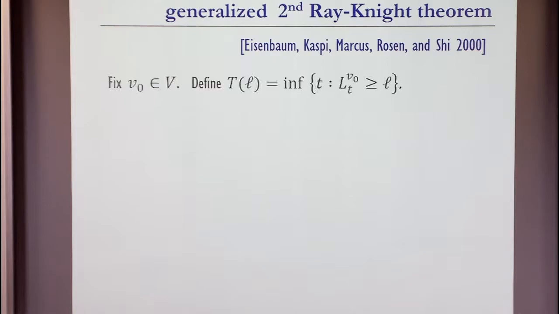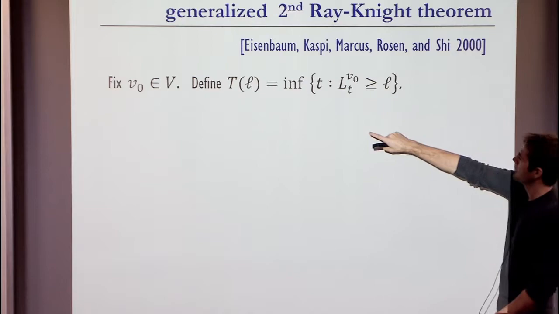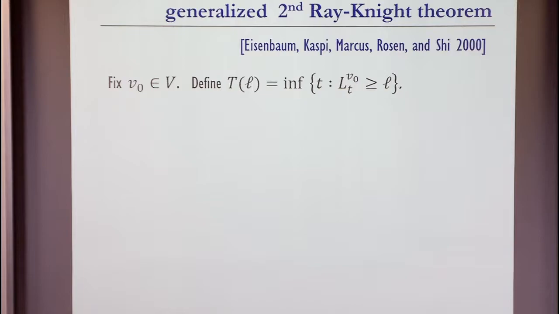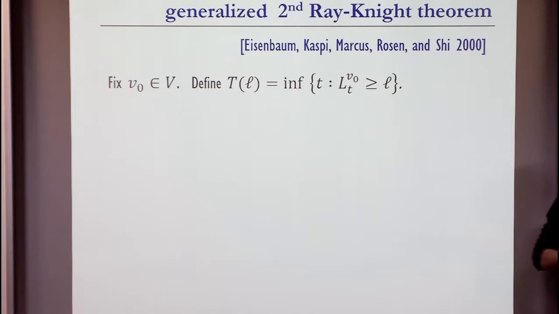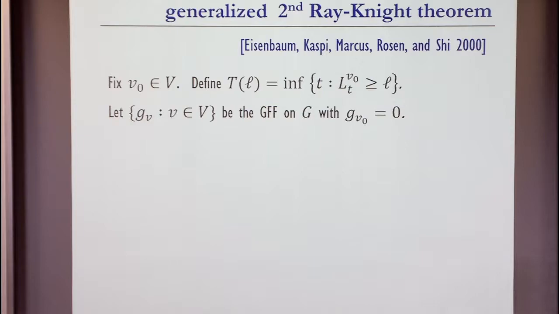We fix the vertex v0, and now we're going to define this time. Instead of thinking about global time, we're going to parameterize everything by the amount of time we spend at the node v0. T of L is the first time, this is a random number, at which we've spent time L at v0. So we fix a node v0, we start doing random walk, and T of L is the first time at which we've actually been at v0 for time L. Also, let's take the Gaussian free field on the graph rooted at v0.